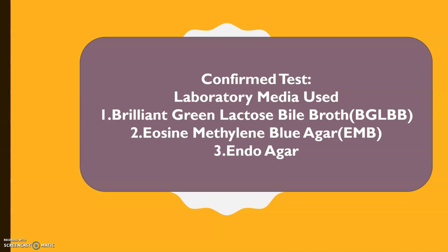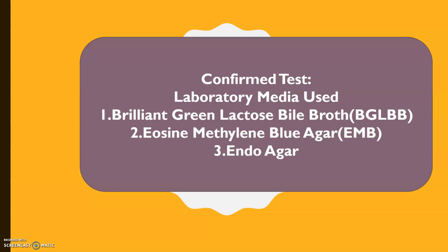The third medium used in this confirmed test is the endo agar. This is selective for enteric bacteria and differential for coliforms and non-coliforms. This medium has basic fuchsin, which inhibits the growth of gram-positive bacteria. The coliforms produce red colonies with a metallic sheen, whereas non-coliforms appear colorless and translucent.